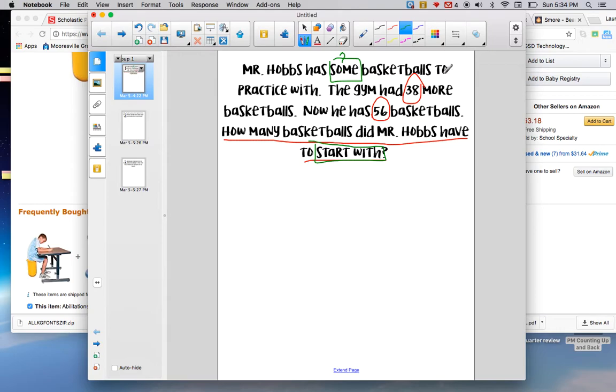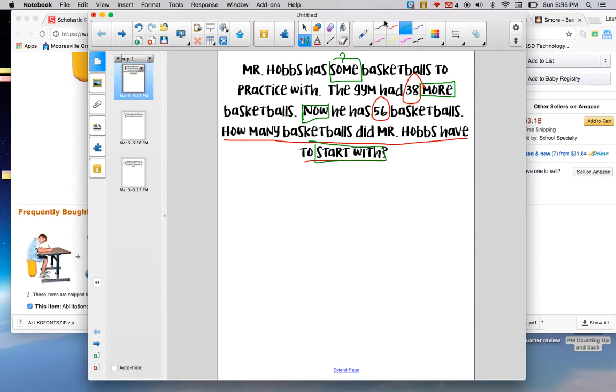So Mr. Hobbs has some basketballs to practice with. The gym had 38 more. So more is usually an addition keyword. And this one I'm going to add 38 basketballs to Mr. Hobbs' pile. And now we talked about as a group of second grade teachers, now could sometimes even be a keyword to show that that's at the end after the equal sign.